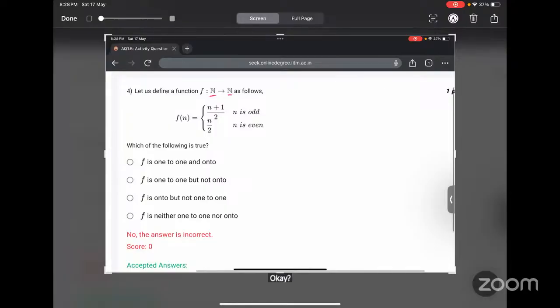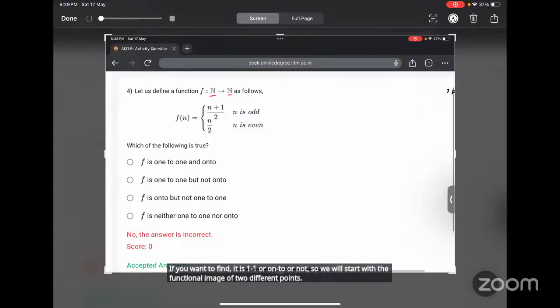Now you have to check whether the function is 1-1 or onto or not. So we will go with the definition. If you want to find whether it is 1-1 or onto, we will start with the functional image of two different points, and we have to check whether they are the same or not. If not, that means if not 1-1, then we have to find an example.